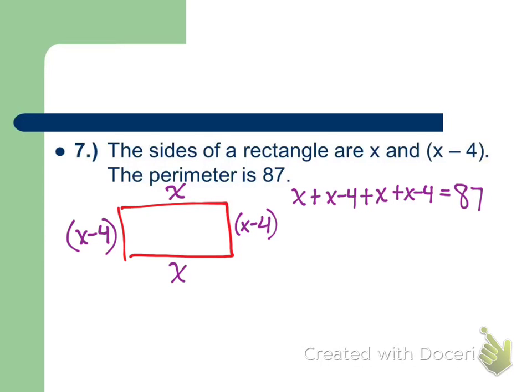How many x's am I adding together? 4 of them. 1 plus 1 plus 1 plus 1, that gives me 4x. Negative 4 combined with a negative 4 is negative 8. Still equals 87. Once again, they did not ask us to solve, so that could be our answer here.